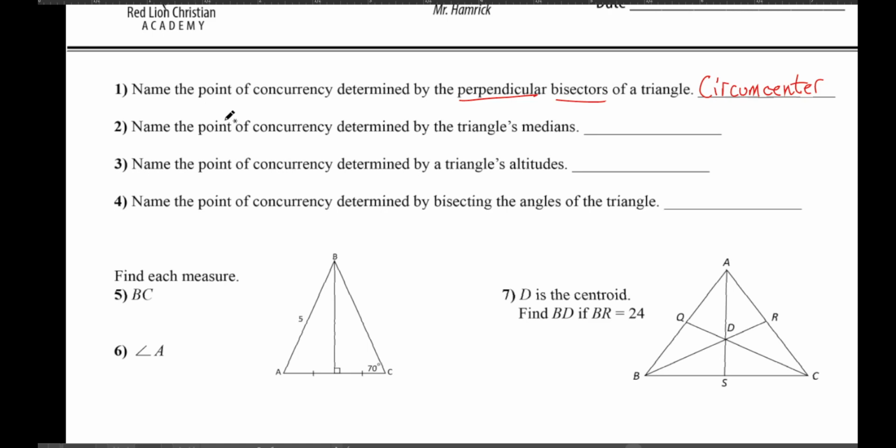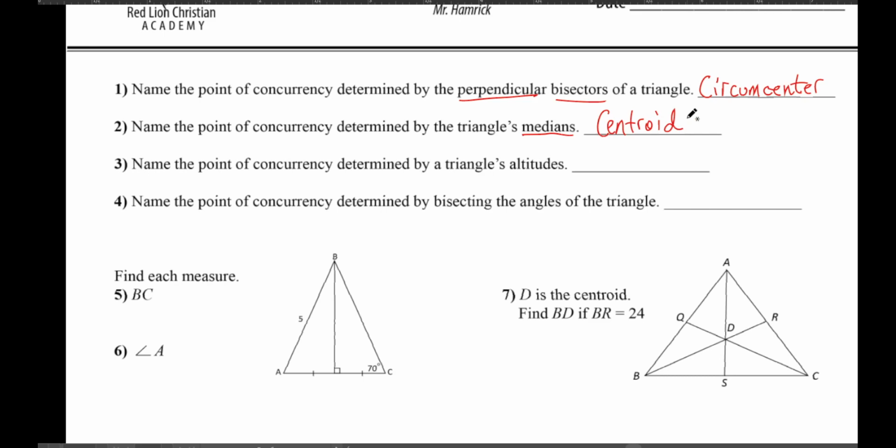So this is going to be on the test right here. I will have a problem. It could be number 1, 2, 3, or 4. It's one of those, all right? And it's going to say exactly this. Name the point of concurrency determined by what? The perpendicular bisectors. What do you write? Circumcenter, okay? Then we had one determined by the medians, the triangle's median. So if I draw the median of all 3 vertices, or all 3 sides of the triangle, we call that the centroid.